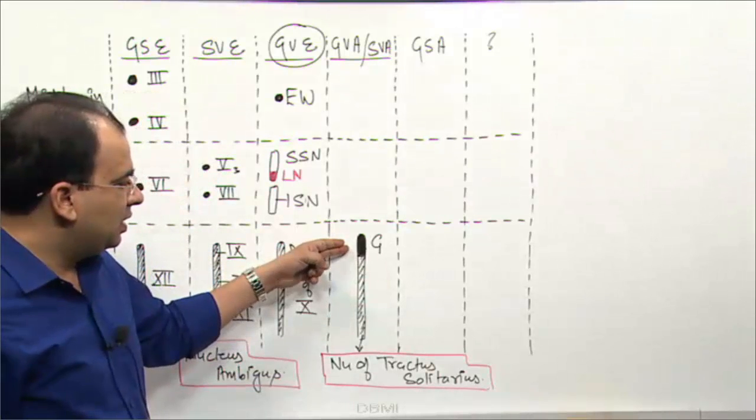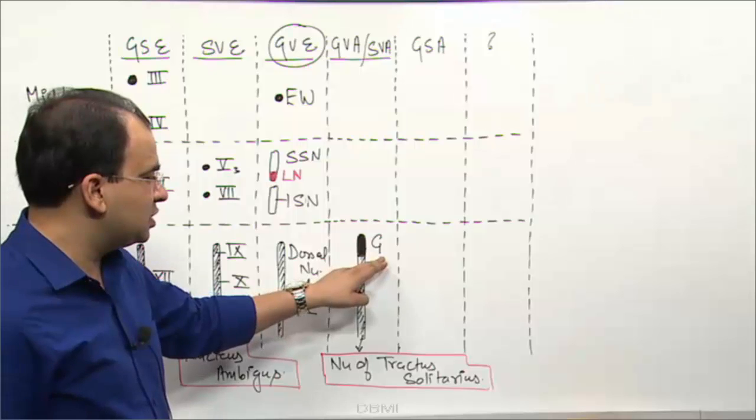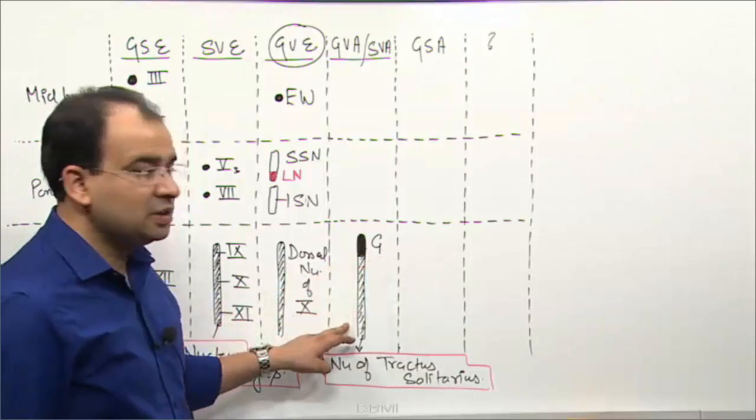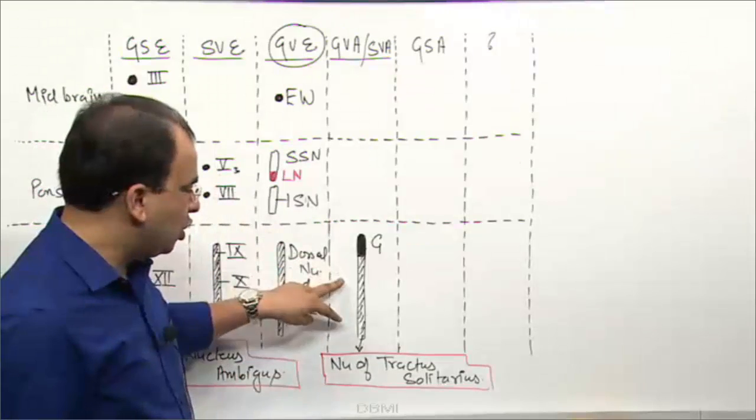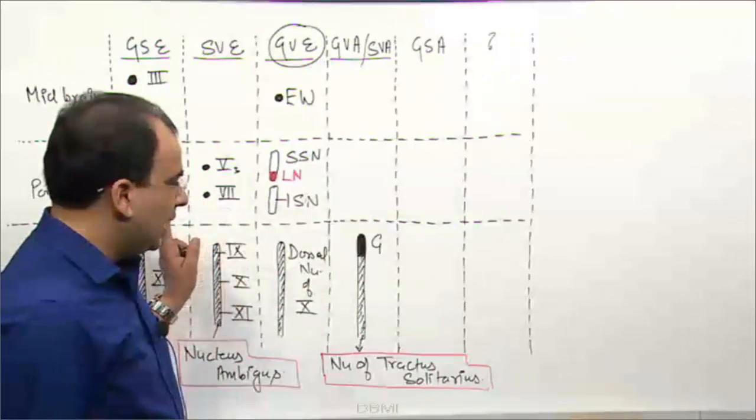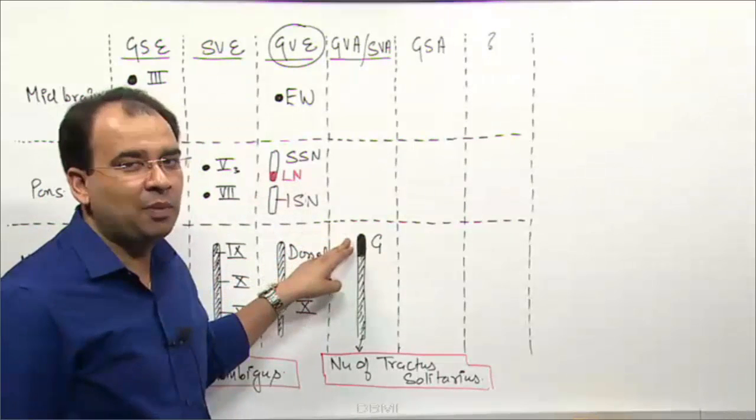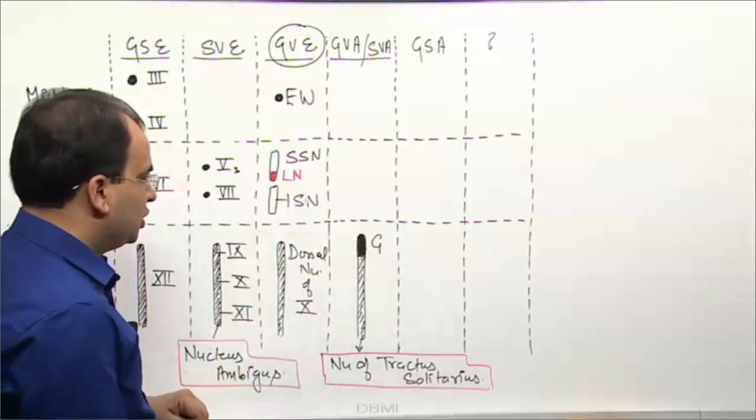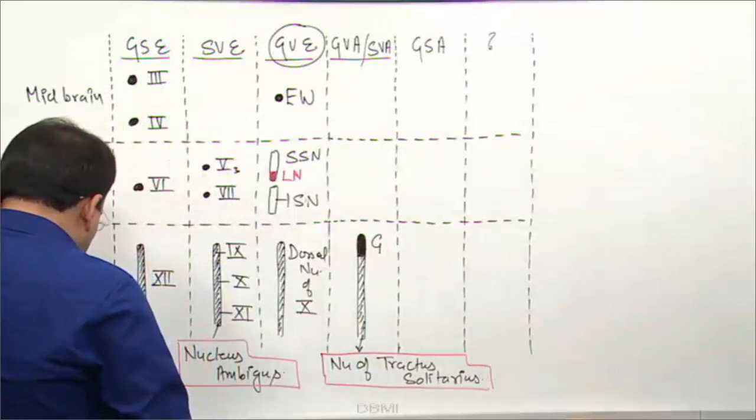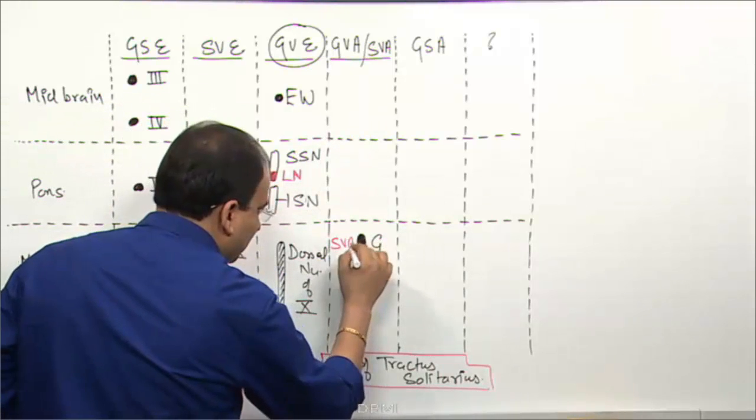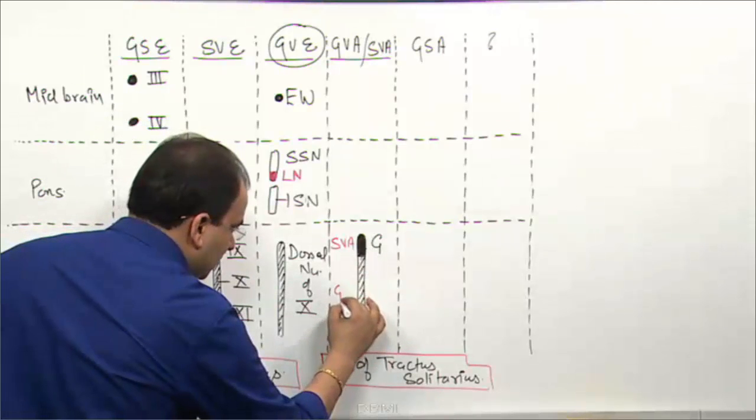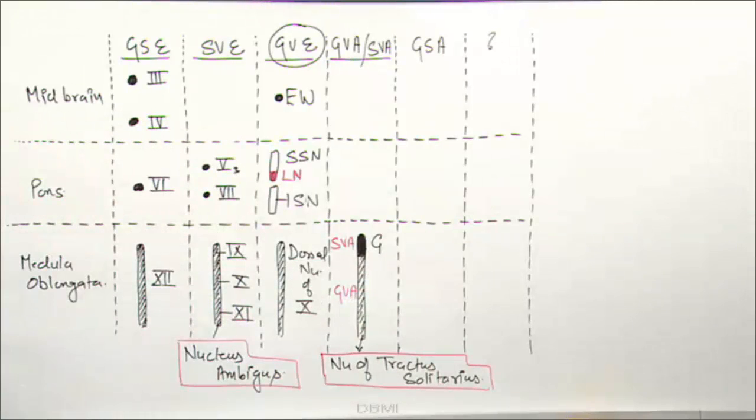So cranial part, I am writing G here, that is for gustatory sensation or taste sensation, and the caudal part is for the general sensation. So guys, the temperature of the coffee will go into the caudal part of the nucleus, and the taste of the coffee will go to the cranial part of this nucleus, which is gustatory. So in other words I can say it's the cranial part of the nucleus which is special visceral afferent, and the caudal part of the nucleus is general visceral afferent. So cranial part is for the special sensation and caudal is for the general sensation.